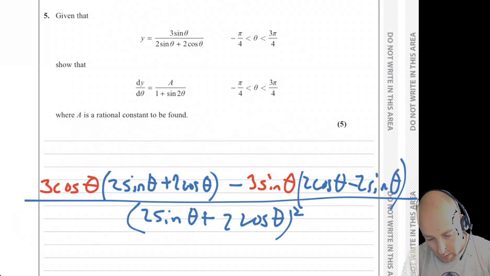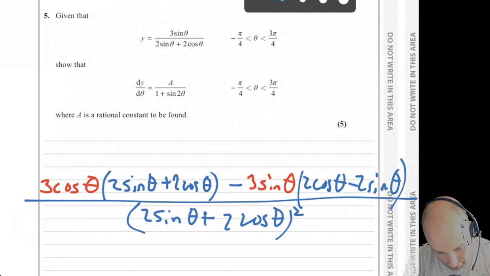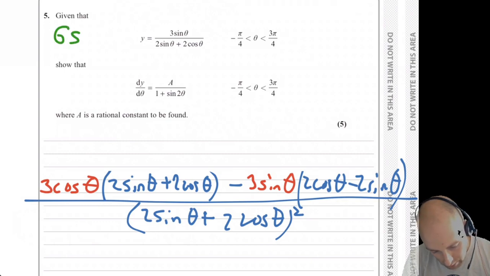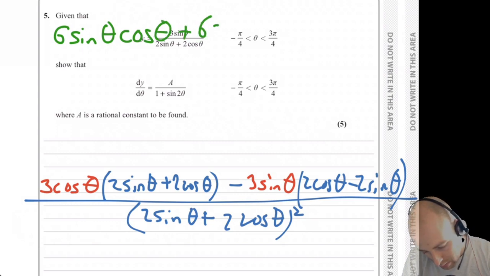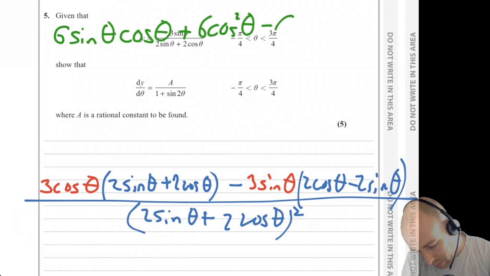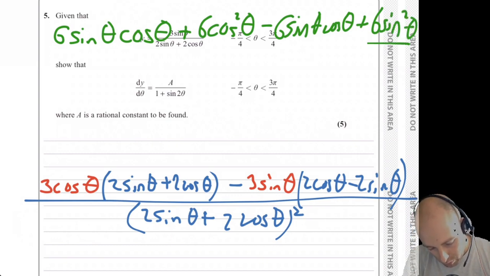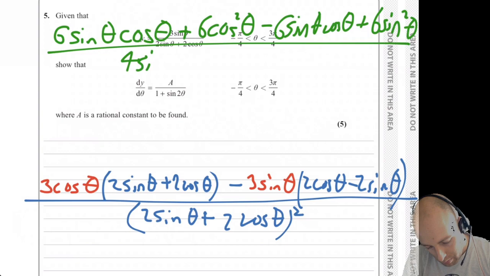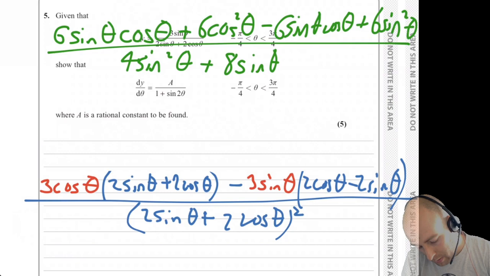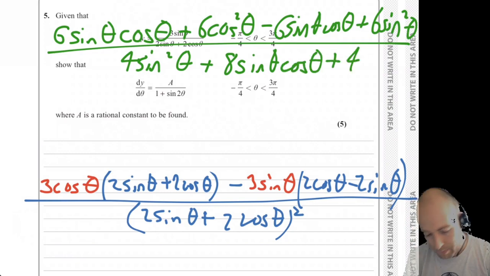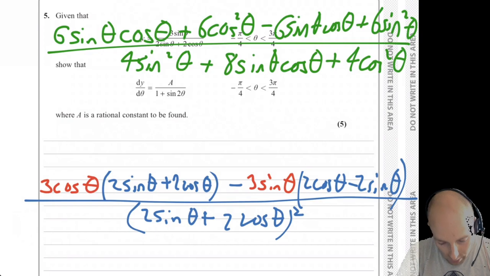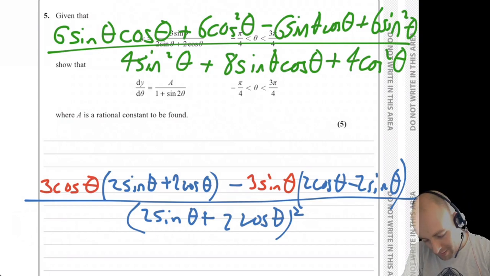There we are. So expanding it, we're going to get 6 sine theta cos theta plus 6 cos squared minus 6 sine theta cos theta plus 6 sine squared, all over 4 sine squared theta plus 8 sine theta cos theta plus 4 cos squared theta. Wow. All right, cool. So expanded it all.